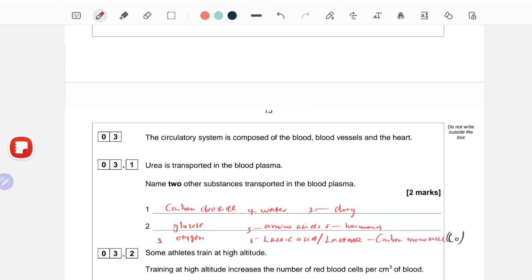Now, do not write nutrients. Nutrient is vague, because when you say nutrient, you are not specific. All of this I've mentioned is nutrient, so when you say nutrient, what are you saying? There are many more answers, many more. I can mention up to 50.